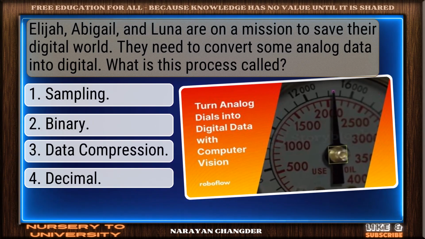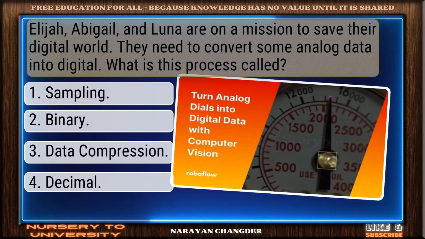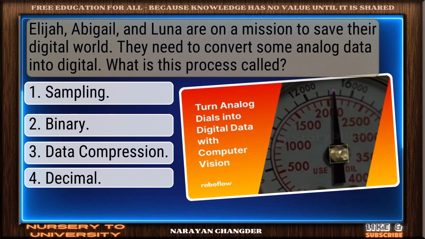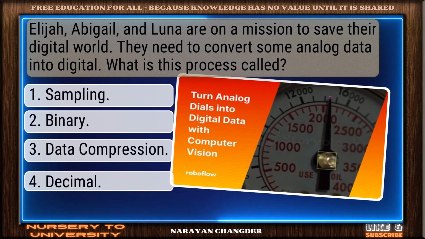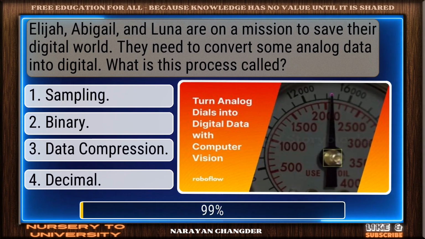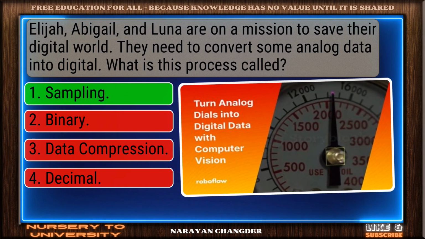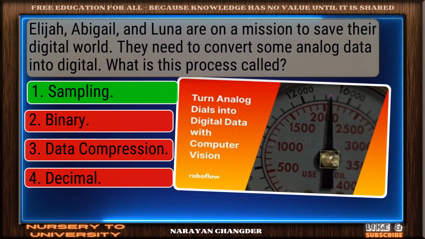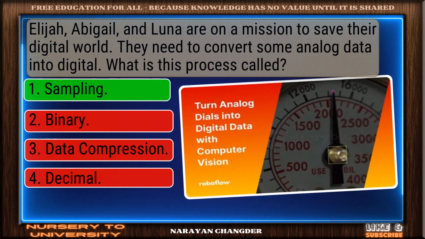Question number 9. Elijah, Abigail, and Luna are on a mission to save their digital world. They need to convert some analog data into digital. What is this process called? Clear logic. Your choice, sampling, is sound and 100% true.